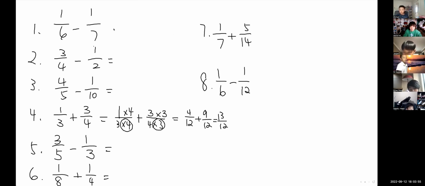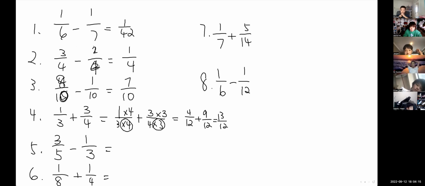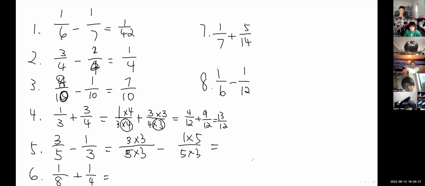Okay, so the first one, I'm going to just write down the answer because I already did it, 1/42. And the next one, because it's 4 and it's a multiple of 2, just change 1/2 into 2/4 by times 2, so it's 1/4. So this one, just change it to 8/10, so that's why it's 7/10. Okay, this one I've done before already, so it's 5 times 3 and 3 times 3 minus 5 times 3 and 1 times 5 equals 4/15. This one, 1/8 plus 2/8 equals 3/8.